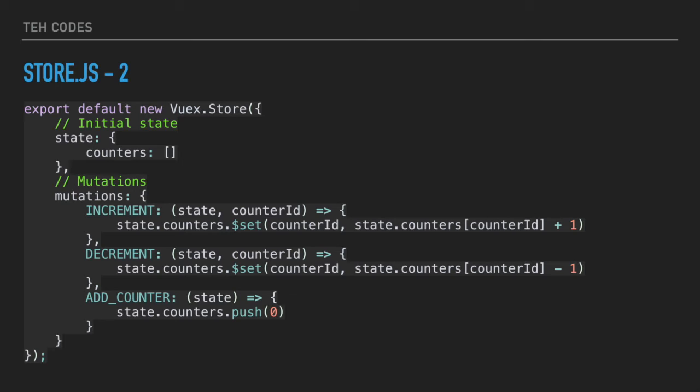It takes the state as the first argument, and then any other optional arguments. So add counter doesn't take any other optional arguments, but increment and decrement both need to know which counter in the list of counters you're incrementing and decrementing. So yes, it needs a counter ID, which we will have to manually pass in.